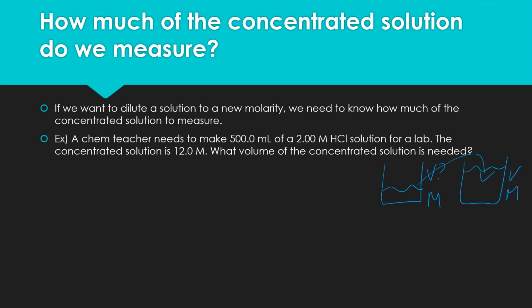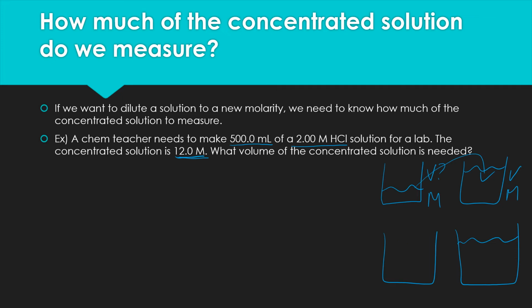Okay, so this example is a great one. A chem teacher needs to make 500 milliliters of a 2 molar HCl solution for a lab. So I know I need 500 milliliters for all my students to do the lab. I know they need to work with 2 molar HCl solution for it to be safe. So the concentrated solution is 12 molar. So when I go to my stockroom, when I purchase HCl, I buy 12 molar because I don't want to buy just a bunch of water. So I need to figure out how much of this 12 molar do I measure in order to make my solution. Okay, so let's take a look. I like drawing these because I think it really puts it into context.